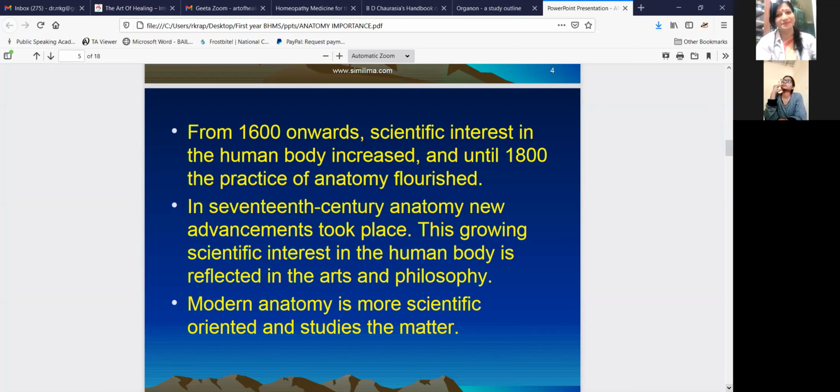So this growing scientific interest in the human body is reflected in the arts and philosophy also. Like you can see Leonardo da Vinci, he drew so many of the histological structures, so in the form of art.